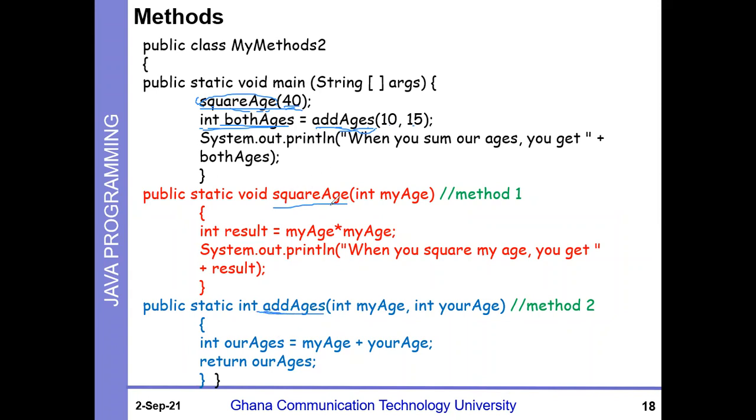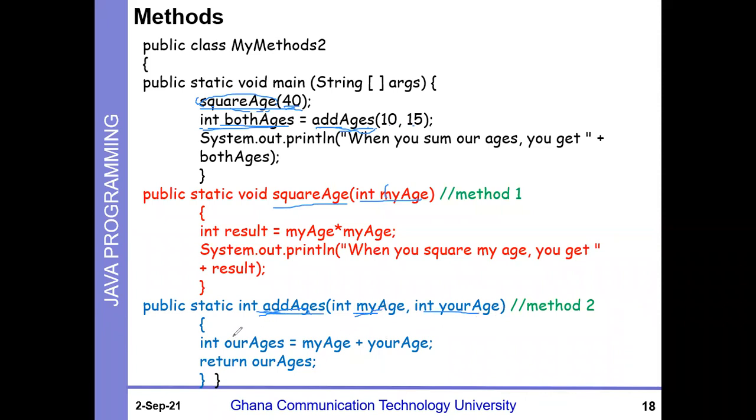So you can see that square age is taking an integer as an argument, and it is one. So anything you provide is going to take it and assign to my age. So when you're calling the method, you provide one integer. Add ages is another method, and it takes two arguments, or two integer arguments. So when you are calling add ages, you need to provide two integers.